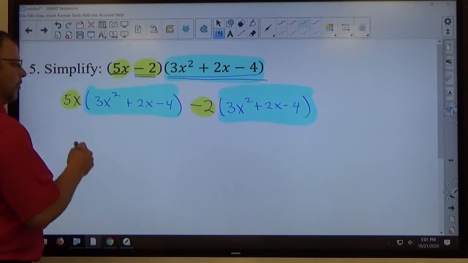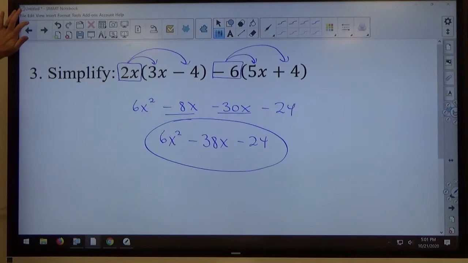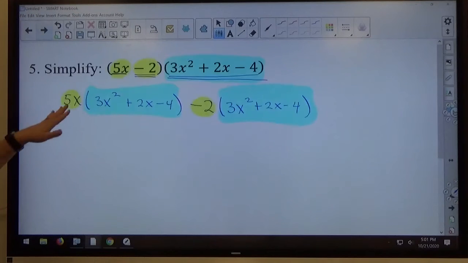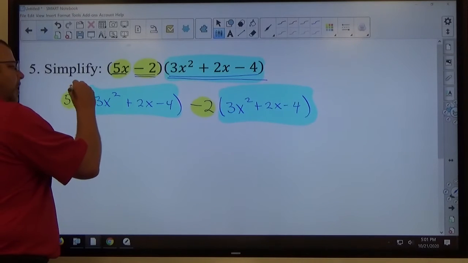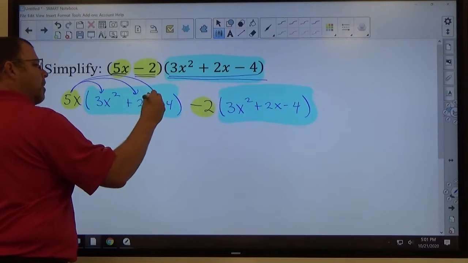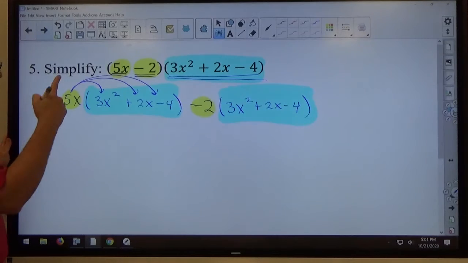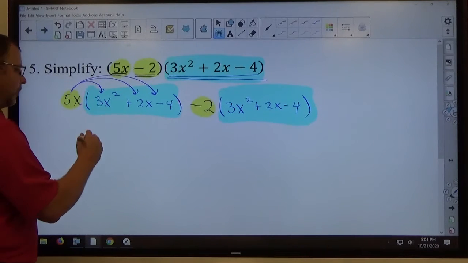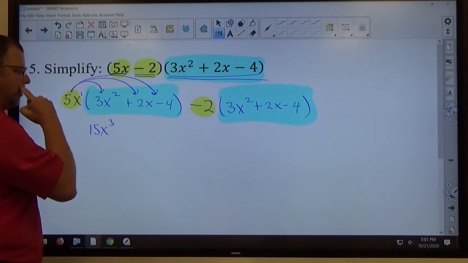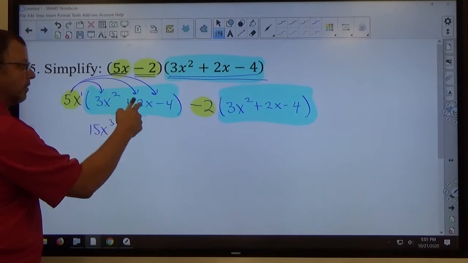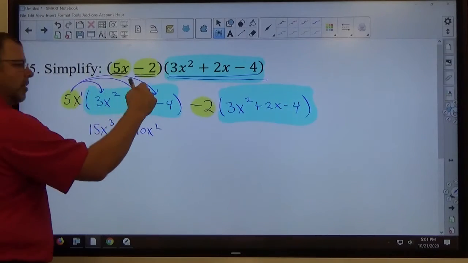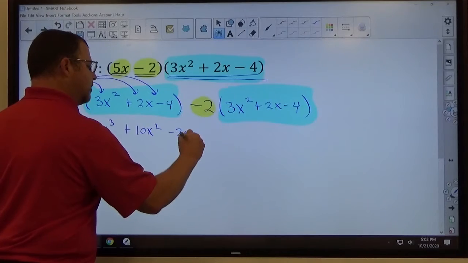Now we simply distribute, very much like problem number 3 was. We've got something times something, something times something, so we're going to do it the same way. So we've got 5x times all three things here. Again, when I'm multiplying, I'm thinking of signs. Positive 5x times positive 3x squared makes positive 15x to the third power. 1 plus 2 is 3 for the powers. Positive 5x times positive 2x makes positive 10x squared. Positive 5x times negative 4 makes negative 20x.